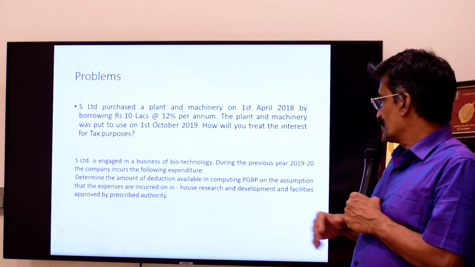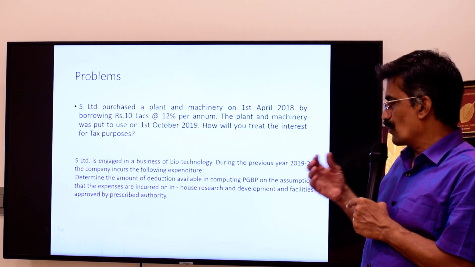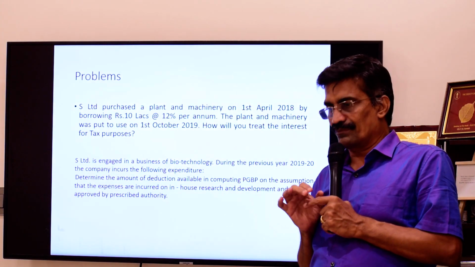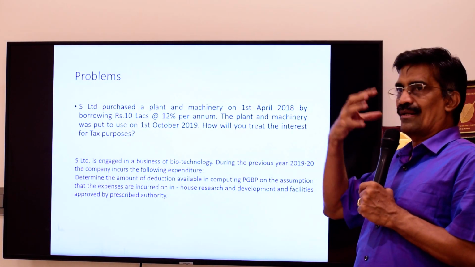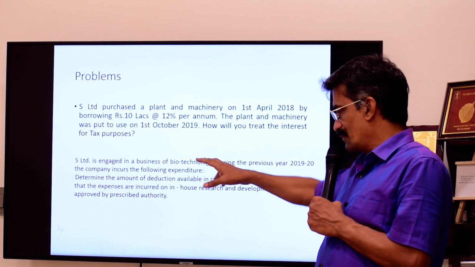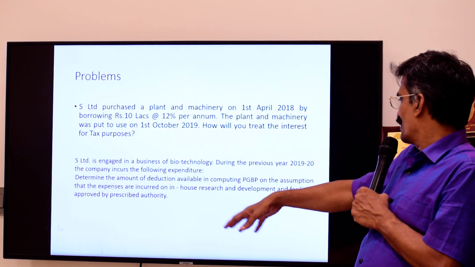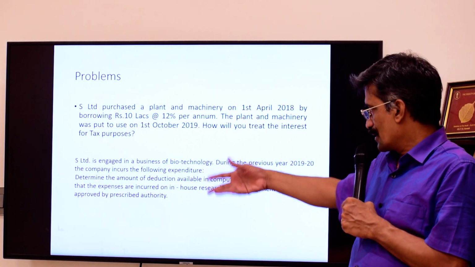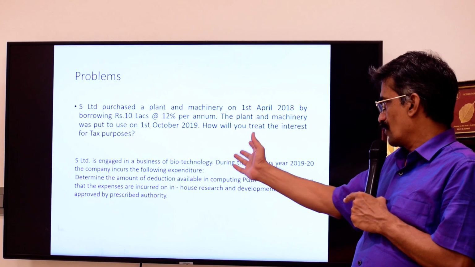Similarly, as you can see from the first line, S Limited is engaged in the business of biotechnology. For a biotechnology company, 35(2AB) applies. Straight away you should capture the equation. Your imagination should go to that extent where, as soon as you see the first line, you know it is going to be on 2AB. As you can find, this is in-house R&D approved by the prescribed authority, which automatically gives you the signal that it is the 2AB and 35(1)(iv) combination.